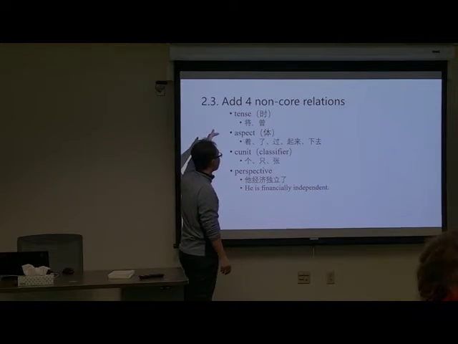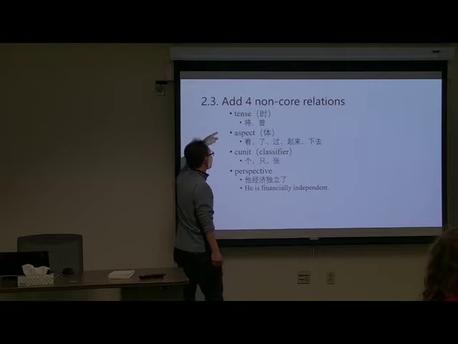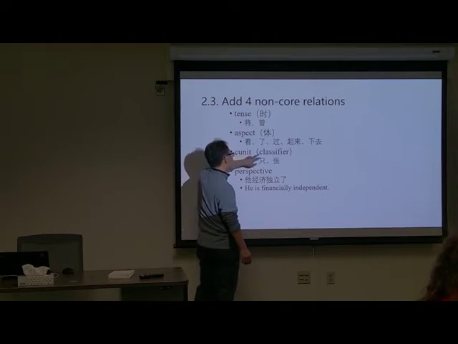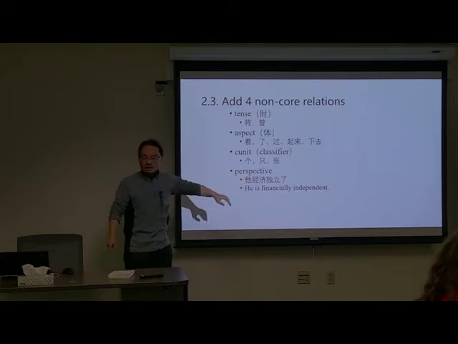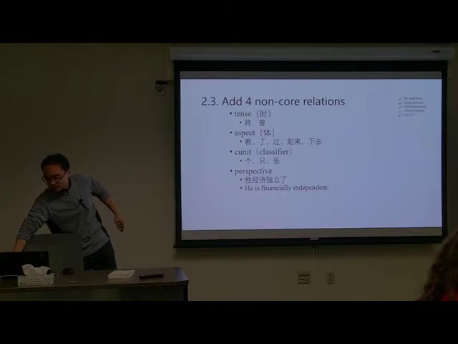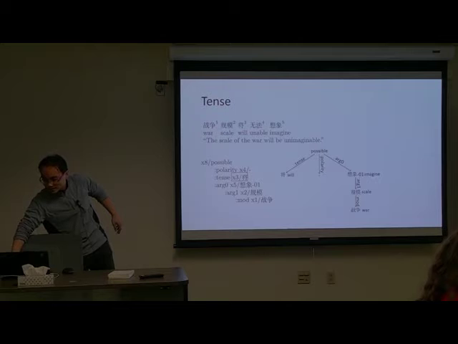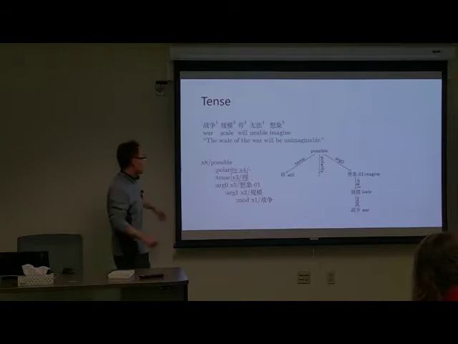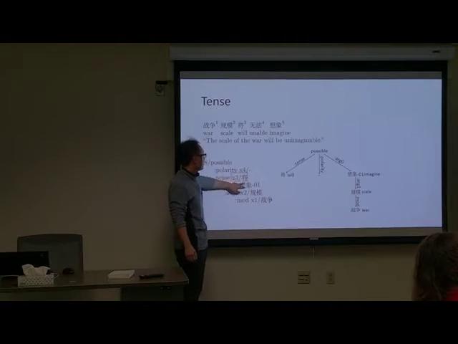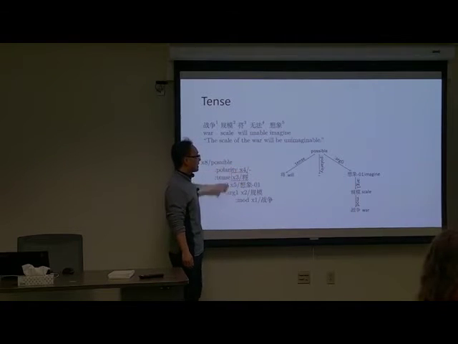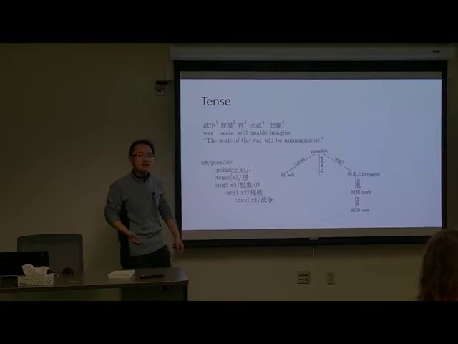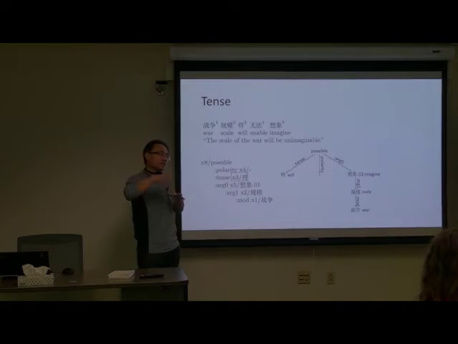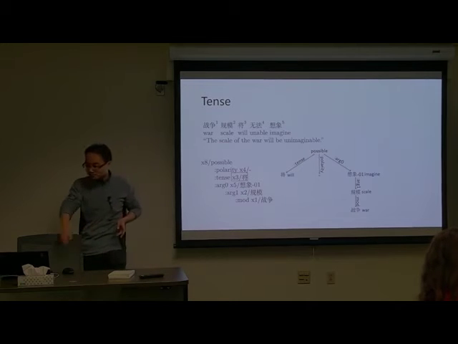And we also add some other relations like tense, aspect, classifiers, and perspective. And we know that in Chinese there is no tense at all, but we want to put words like "will" as tense. Also, there are many words for aspects. We annotate them all on the graph.